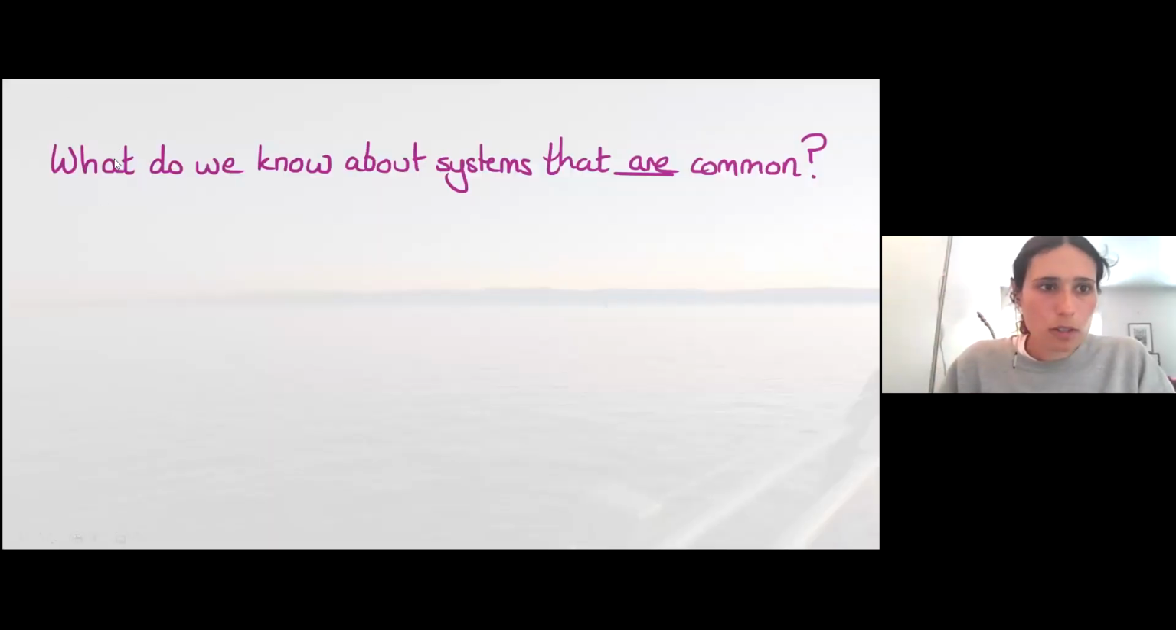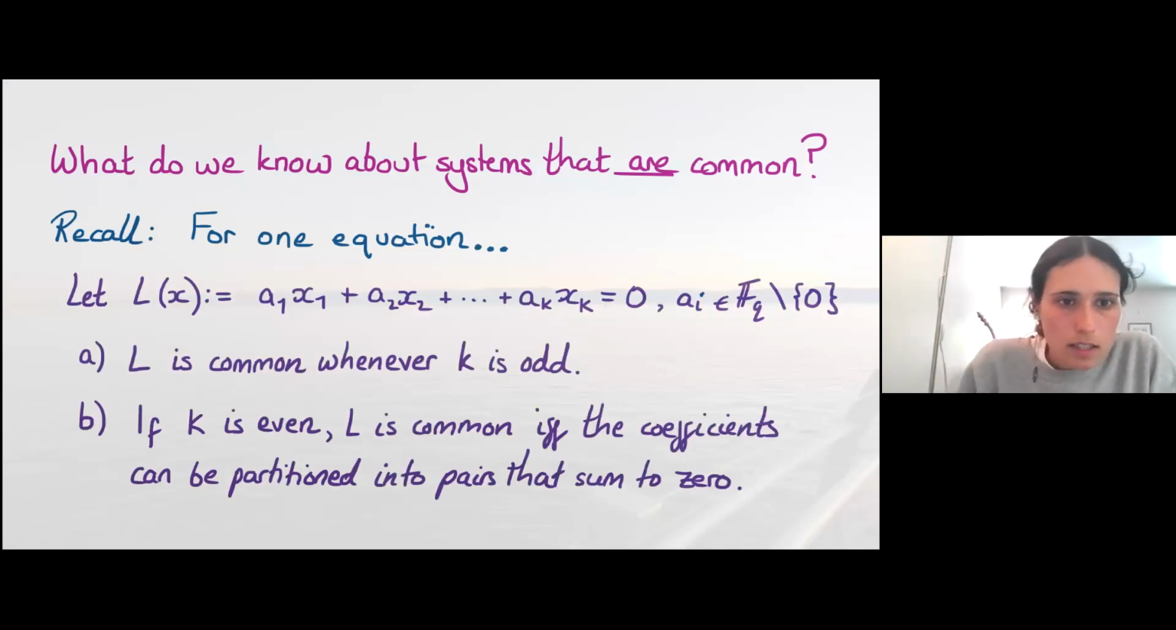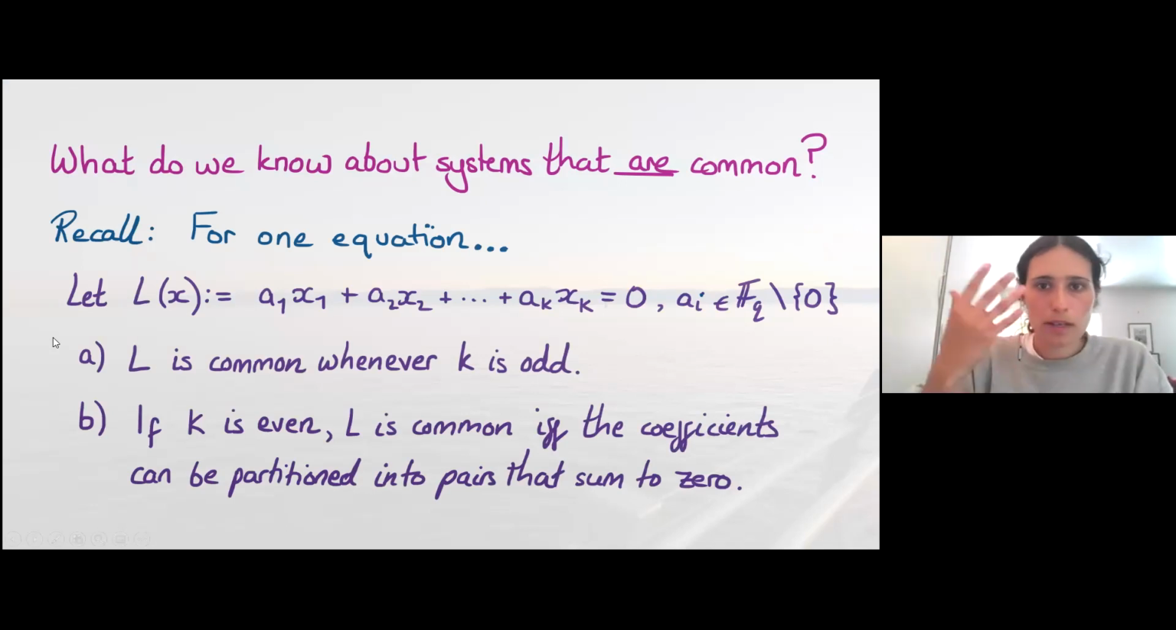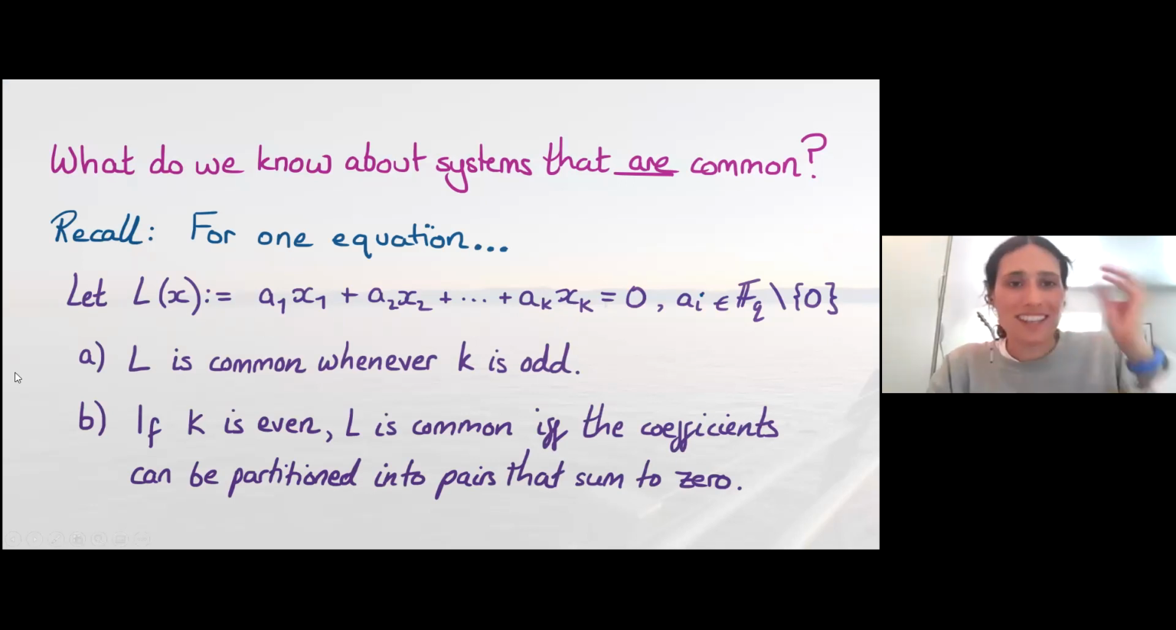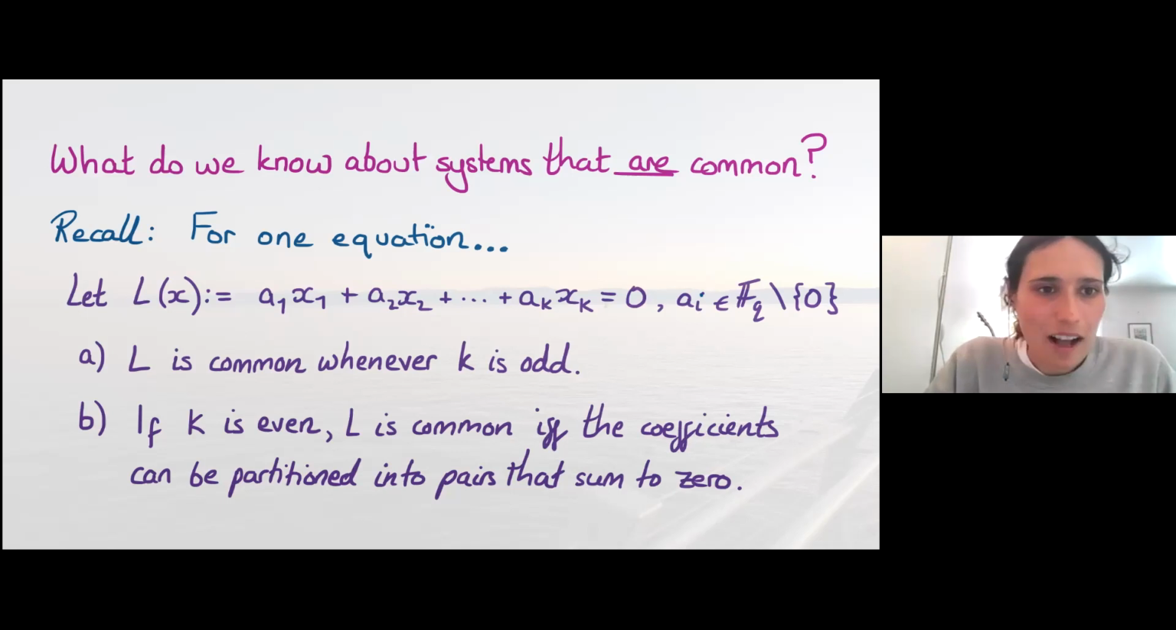So I've talked a bit about systems that are uncommon. So how about briefly, what about systems that are common? This is the theorem that I talked about for one equation, that was the combination of these three authors. So for single equations, this is very well understood.